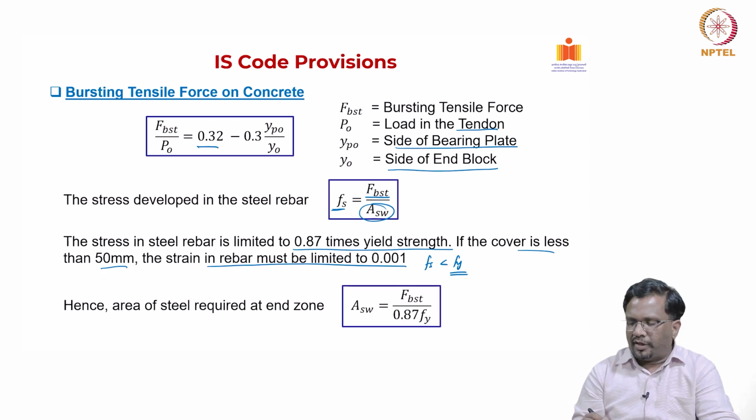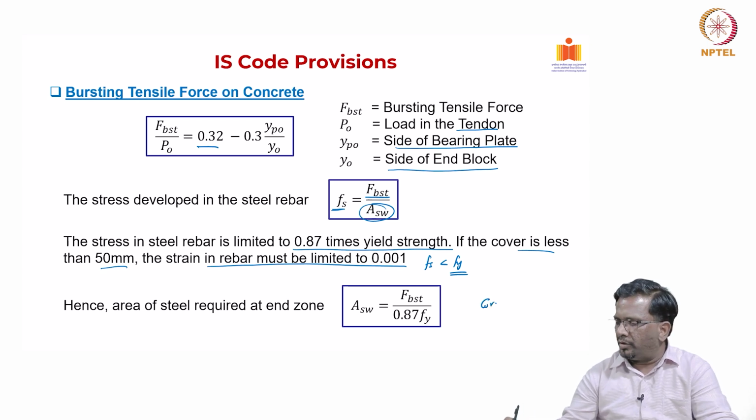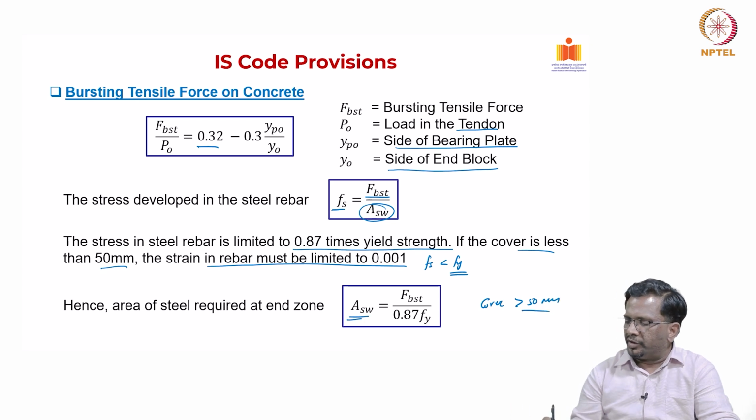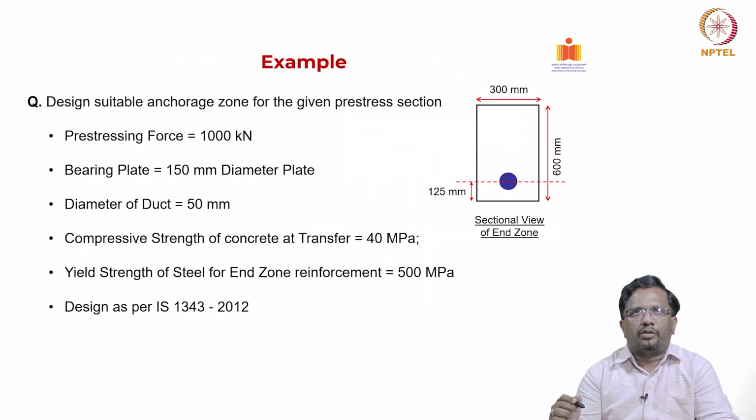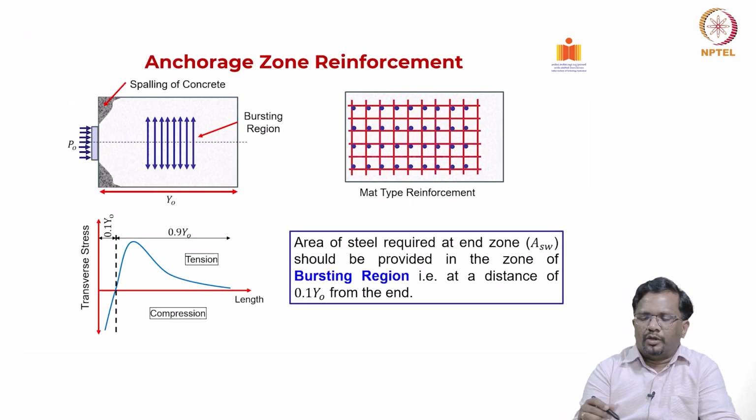Hence, the area of steel required in the end zone can be written as follows. If the cover is more than 50 millimeter, then the area of steel is Fbst divided by 0.87 times fy. Okay. So, now how do we put the reinforcement? This is what we said.